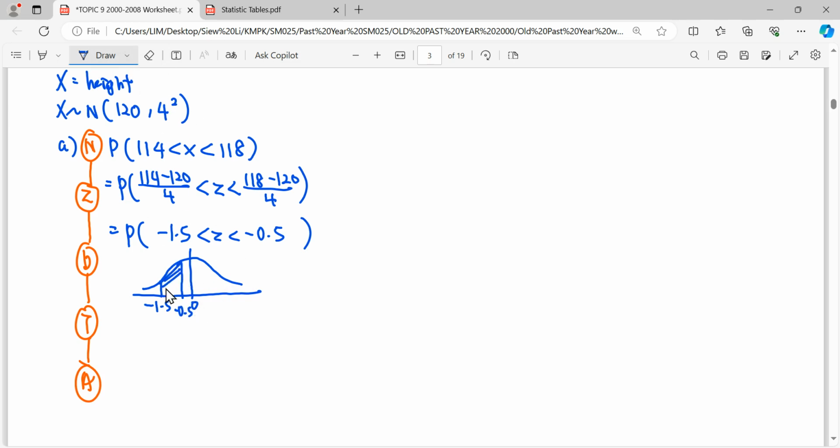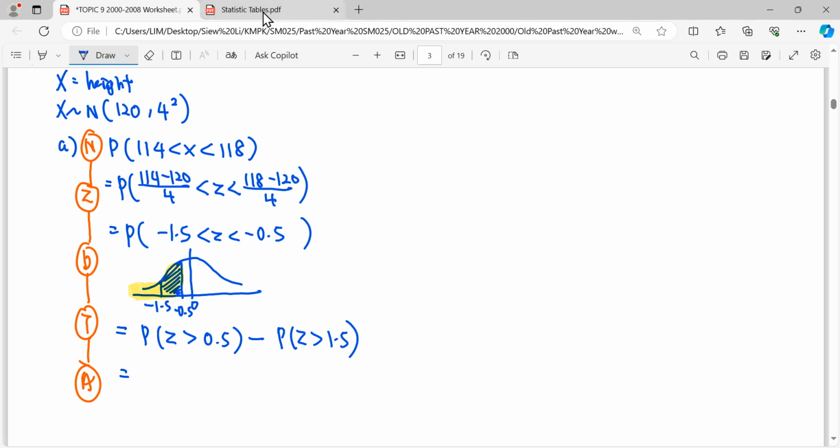In between, so this area. How to read from the table? We always remember the table always reads out the tail side. So if you want this part, you need to read out the tail of negative 0.5. The tail of negative, we read as positive. So we take this big tail here, go to the end. And then we minus the empty space we don't want here, which is the tail of negative 1.5. We read it as positive 1.5.